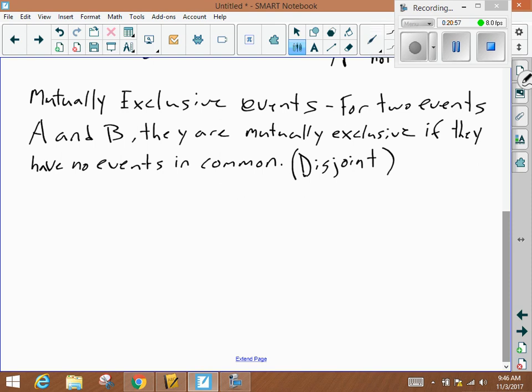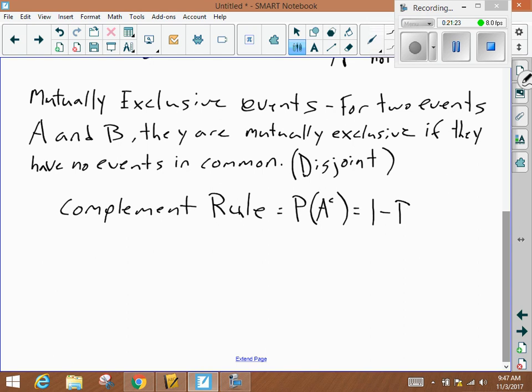So again, with the complement rule. Now we're going to take these definitions and get some notation and equations that we can use, right? So this says the probability of A complement, or not A, is going to be equal to 1 minus the probability of A.